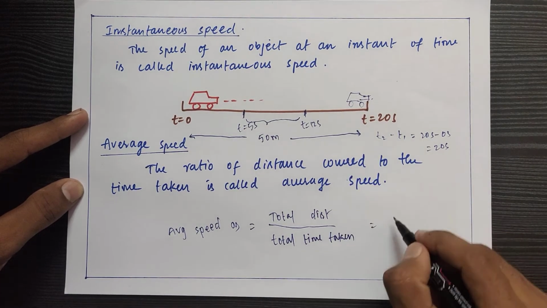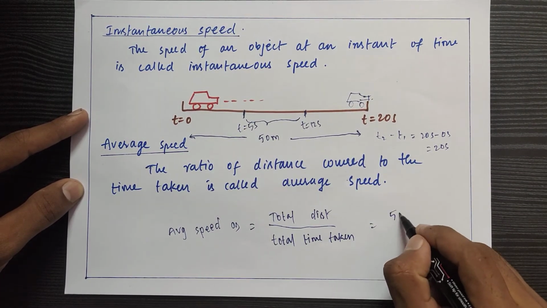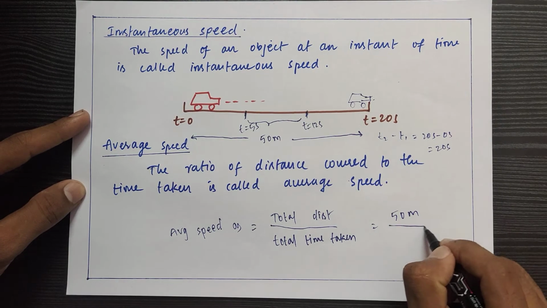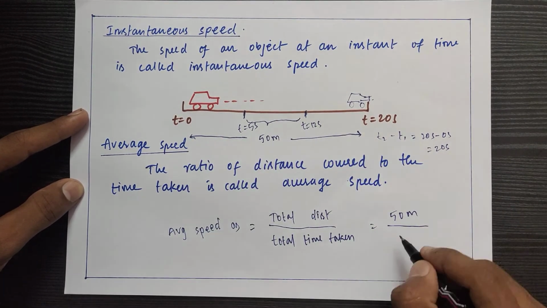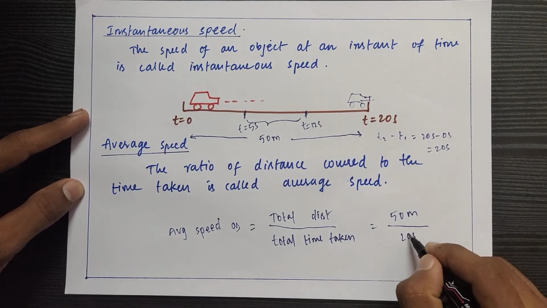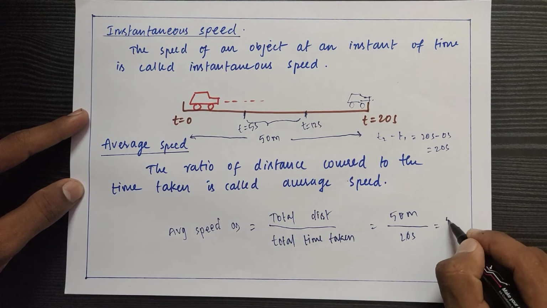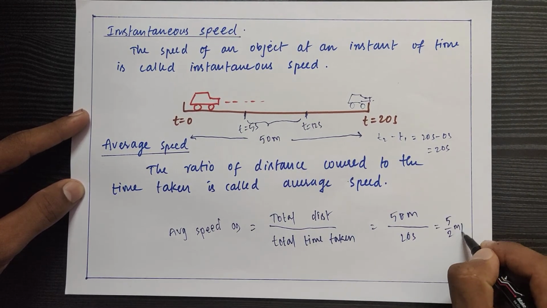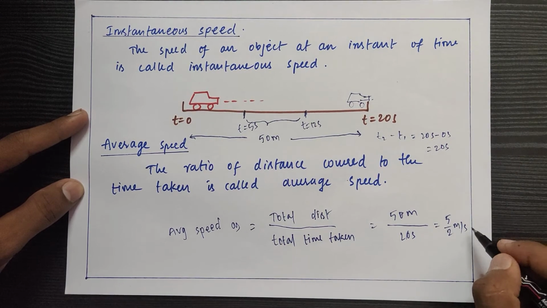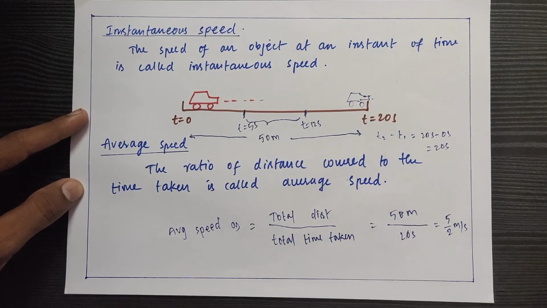Let us see this. Total distance is 50 meters, and the time interval is t2 minus t1, 20 seconds. We get 5 by 2 meter per second. Meter per second is the unit for average speed.